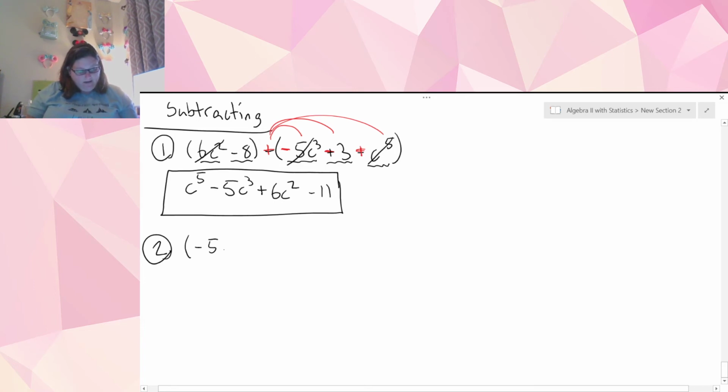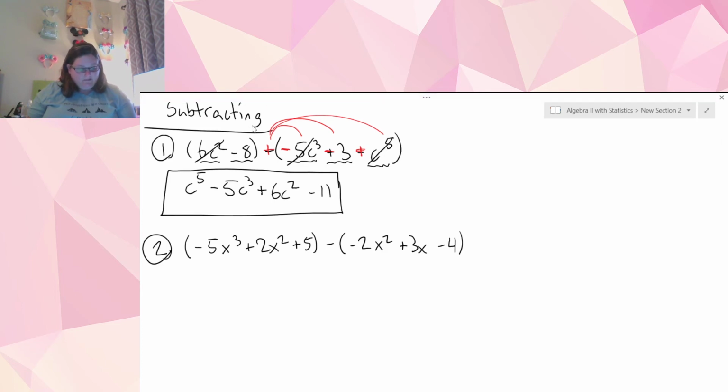And next problem, we have negative 5x to the third plus 2x to the second plus 5 minus negative 2x to the second plus 3x minus 4. So again, I'm going to change my color to red here. We are going to take this negative and we're going to turn it into a plus and give it to the second parentheses. You only have to give it to the second parentheses. The first one you leave alone.